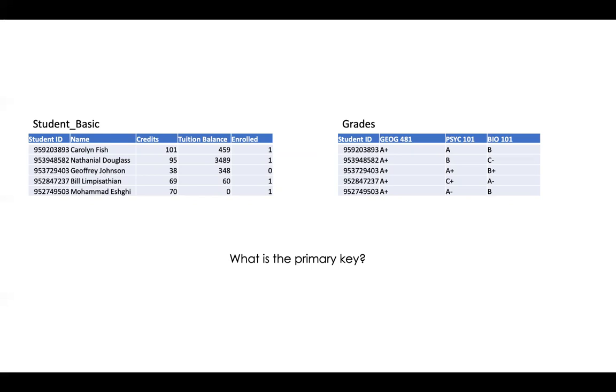What here is the primary key between the two data sets? That's right, it's the student ID, right? These are unique to each student. There's no repeating ones. And it allows us to join the student basic with our grades.